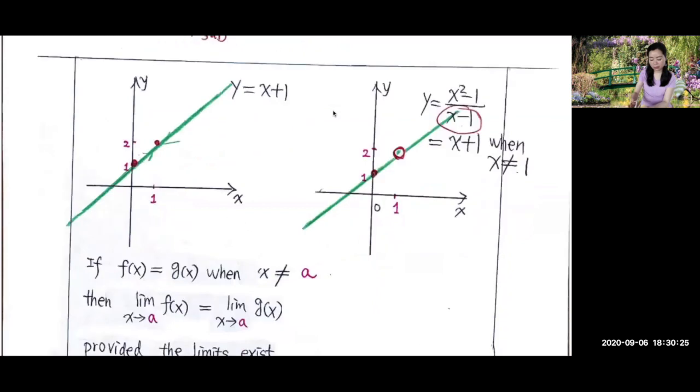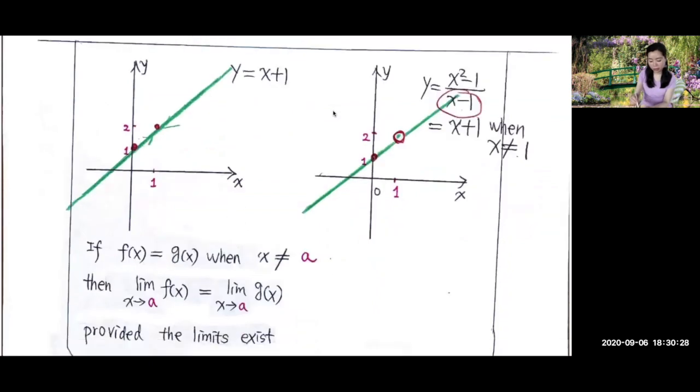Now, for these two functions, say this is the function f. This is a function f. And say this function here is a function g. Now, these two functions over here, they will agree with each other, equal to each other, when x does not equal a, in this case, say when x does not equal 1. They will agree, right? Every point will have the same function value, okay?